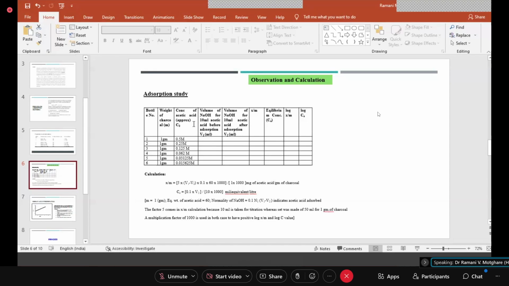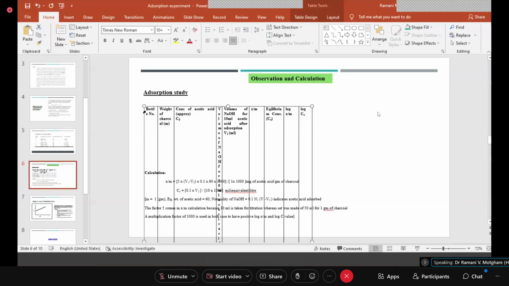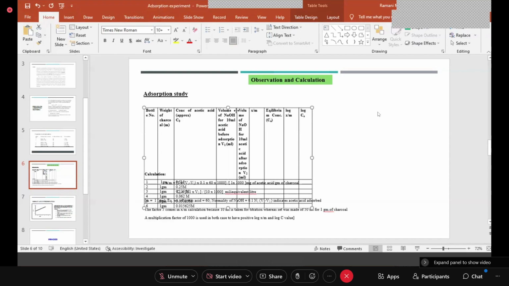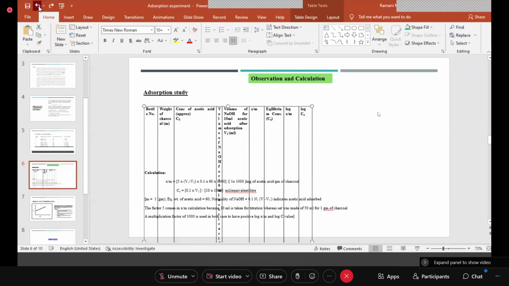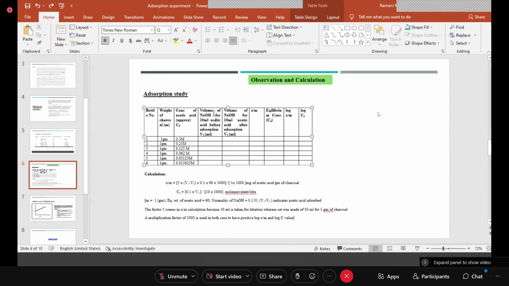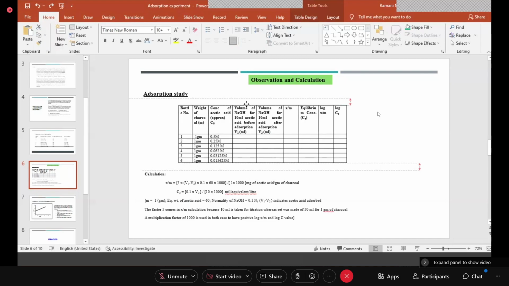The experiment readings we will have to put. So the volume of NaOH for 10 ml of acetic acid is measured.